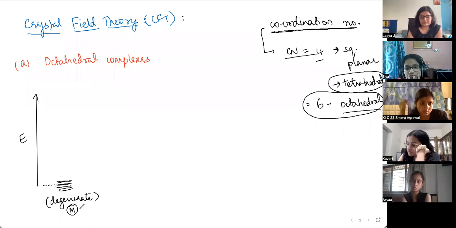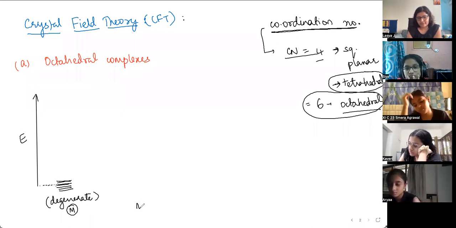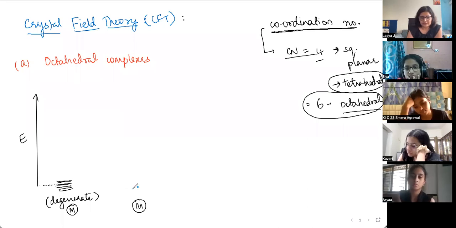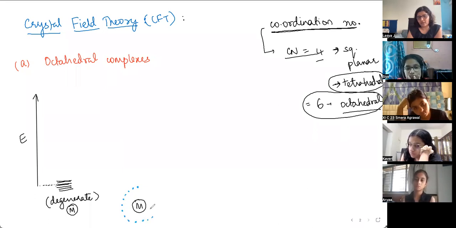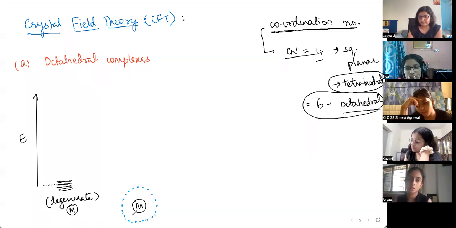Okay. Then you have the metal atom, but now it is surrounded by negative charge all around it, in a spherical way. So whichever direction you go in, the negative charge is equal. So what can you say about the energy of the orbitals here as the negative charges are approaching it?